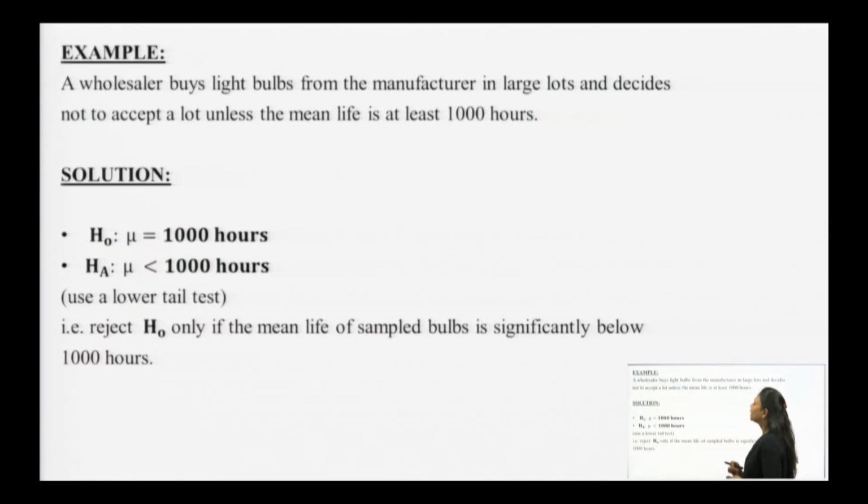For example, a wholesaler buys light bulbs from the manufacturer in a large lot and decides not to accept a lot unless the mean life is at least 1000 hours. That means, what could be the solution of this question? The solution could be, we are supposed to assume a null hypothesis and the alternate hypothesis. Null hypothesis says my mean should be equal to 1000 hours, whereas my alternate hypothesis says that my mean has to be less than 1000 hours.